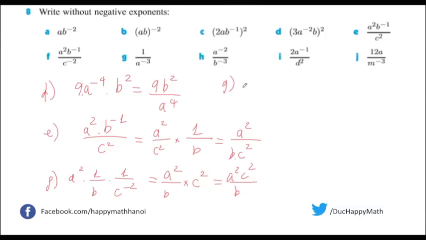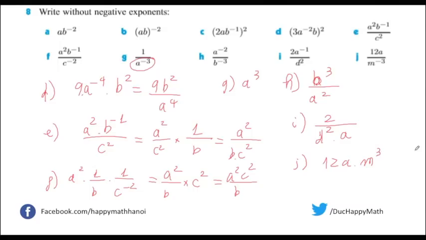J, very easy. From the denominator, change to the numerator. H, change position. b cubed over a squared. And I, 2 over d squared unchanged, and a to the power negative 1 becomes 1 over a. And the last one, you will have 12a times m cubed. Yes.